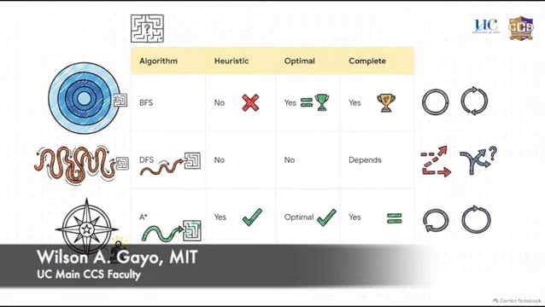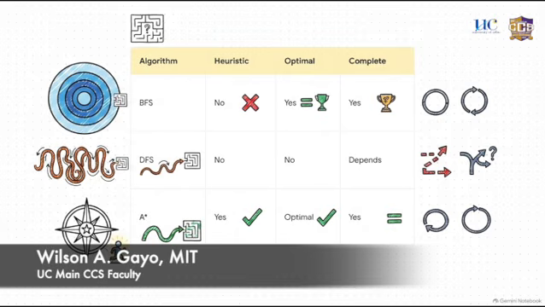Looking at this comparison table, we can see the trade-offs really clearly. Neither BFS nor DFS uses a heuristic. BFS is optimal if step costs are equal, and it's complete in finite spaces, perfect for finding that shortest unweighted path. DFS isn't optimal, and completeness depends on the space, but it's fantastic for low-memory exploration.